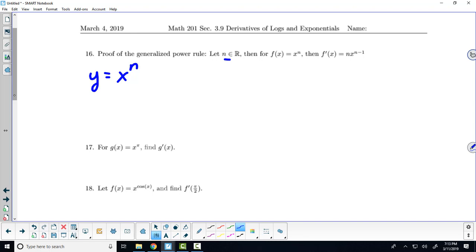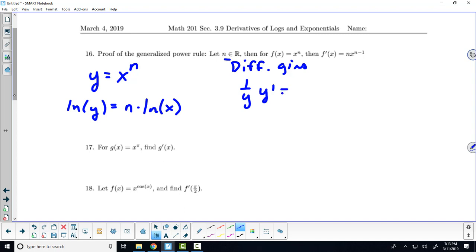So what could we do? Well, we could take the natural log of both sides. I'm going to do this in one step. Everyone see what I did there? In one step, I pulled out that n in front of the logarithm. Okay. Implicitly differentiating, 1 over y times y prime is equal to n over x. There's not a product rule there, right? Because n is just a what? Constant. And so it just comes along for the ride. So all I'm really doing is taking the derivative of the natural log, which is 1 over x.